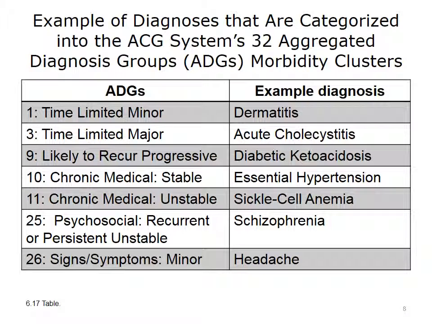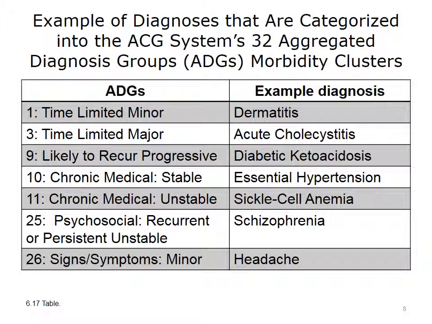To give you a feel of how these various systems work and to suggest to you that transparency is important, this table opens the black box a little bit to show you how one of the markers of the ACG system reflects both epidemiologic and disease patterns. The original morbidity clusters were called Aggregated Diagnosis Groups, ADGs. The left side of the slide reflects some of these ADG categories, and on the right side are some common conditions that go into each one.